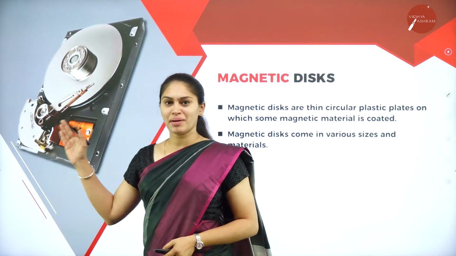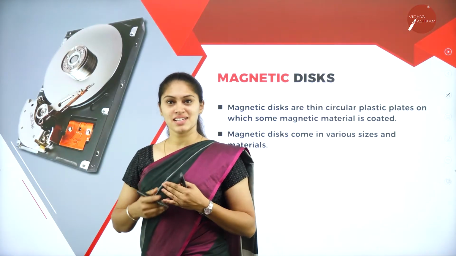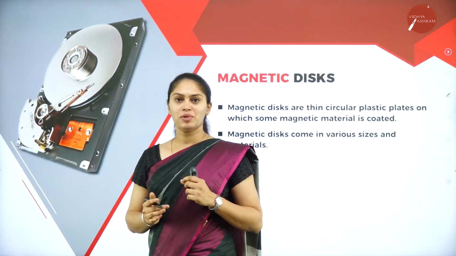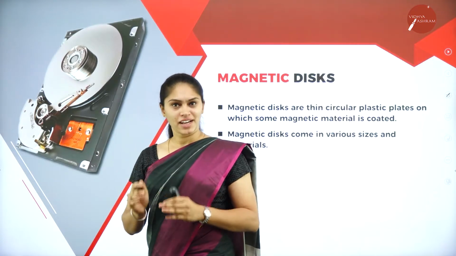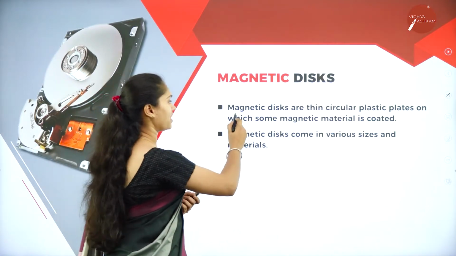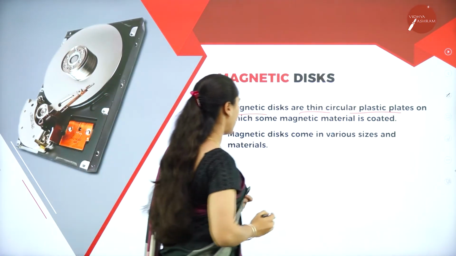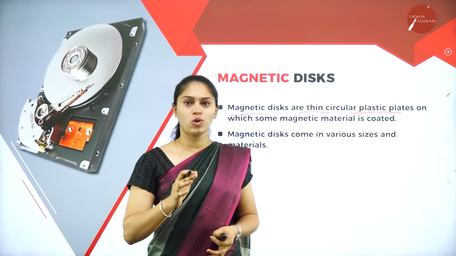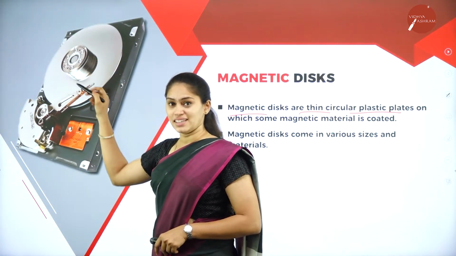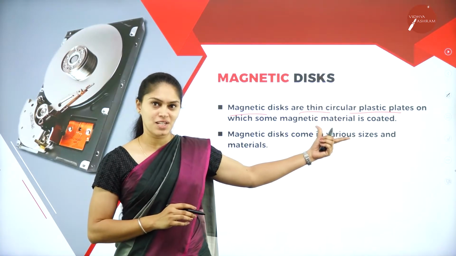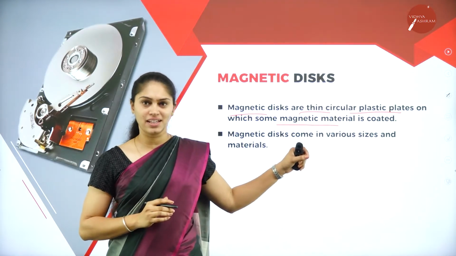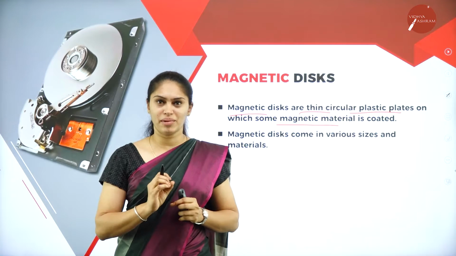If you look at this image, you can get to know how the magnetic disk is manufactured and configured. As I discussed earlier, primary memory doesn't contain any moving parts, but secondary storage media will have a moving part. The magnetic disk is a thin circular plastic plate on which some magnetic material is coated. Why do we require this magnetic material? In order to store the data and information.